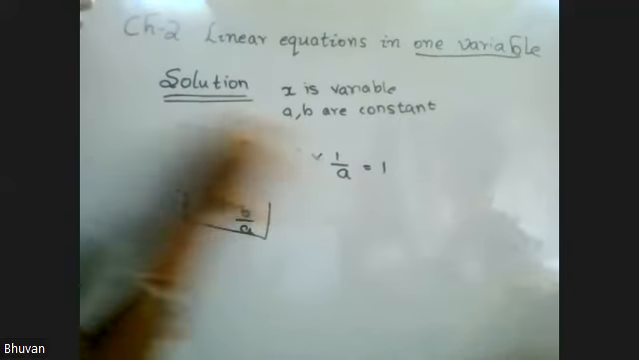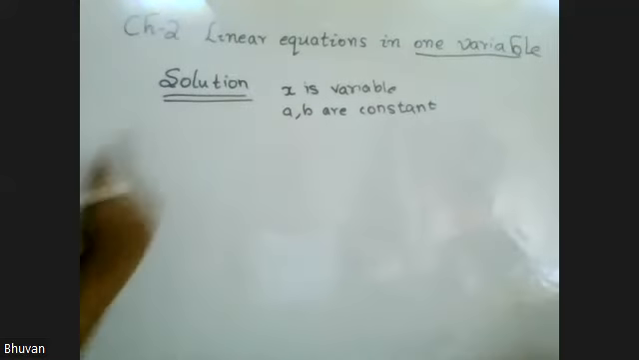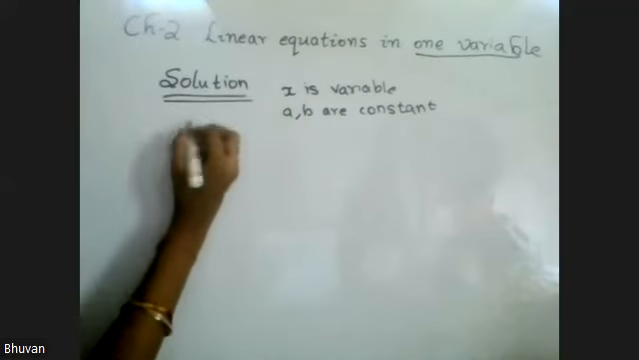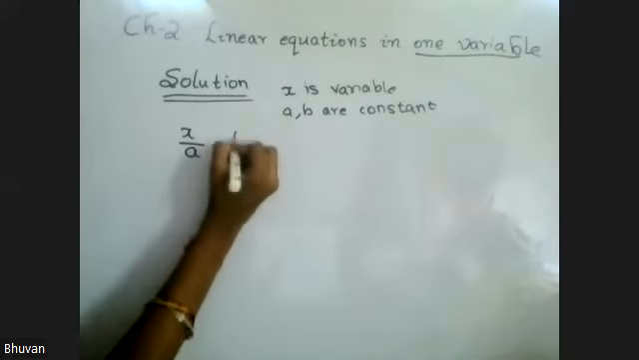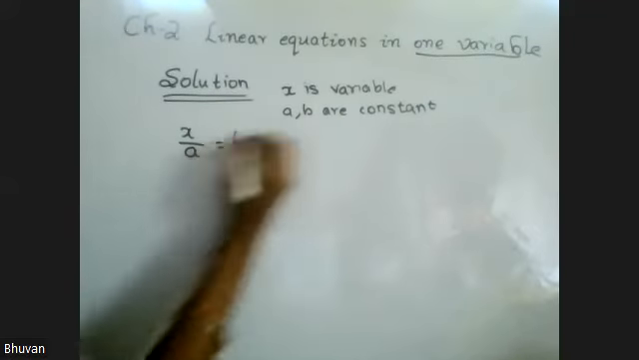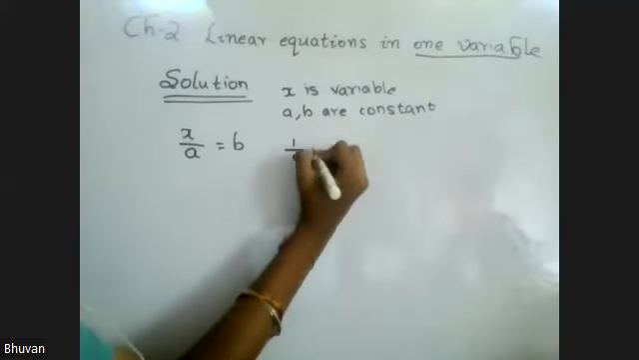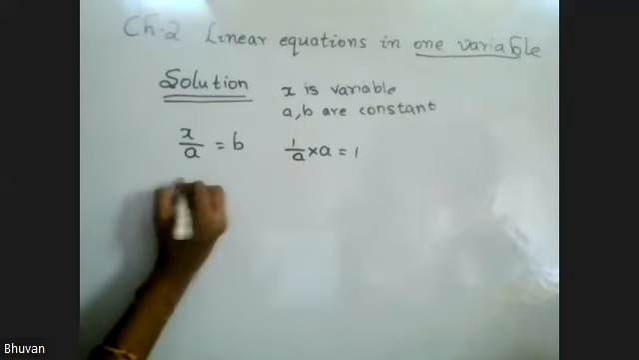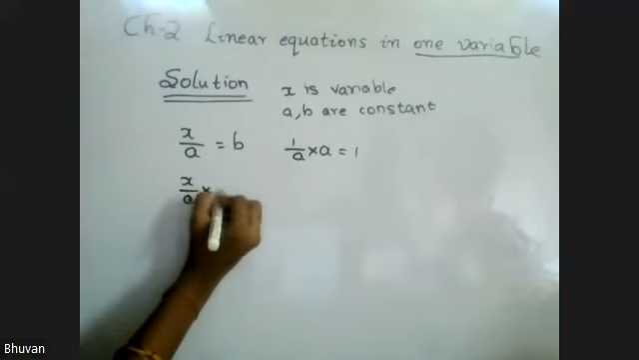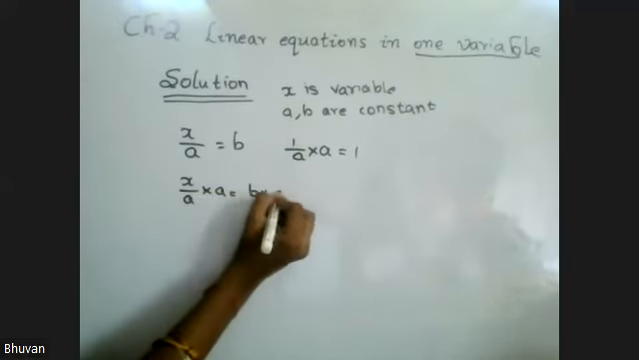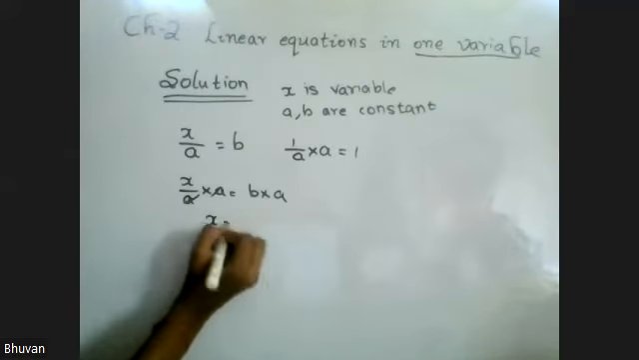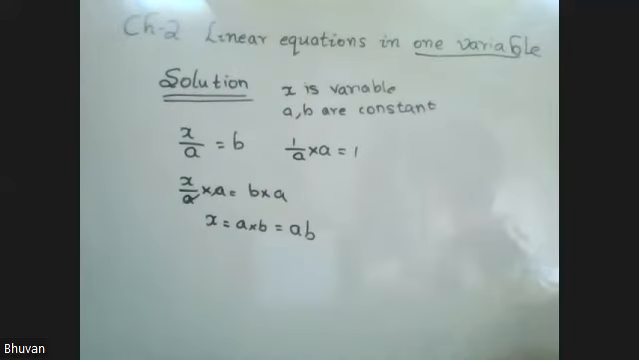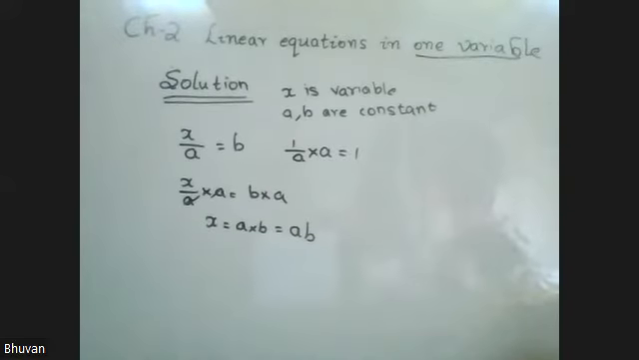Okay, in this way we have to solve. The next last case, let us take it as x by a is equal to b. Okay, so now here 1 by a is present. So in order to eliminate 1 by a, we should multiply it by its inverse a, which is equal to 1. So if you multiply a on both sides, x by a into a is equal to b into a. A will cancel, x is equal to a into b, or we can write it as ab. This way we should solve an equation.